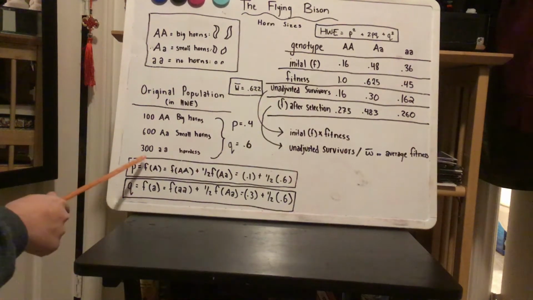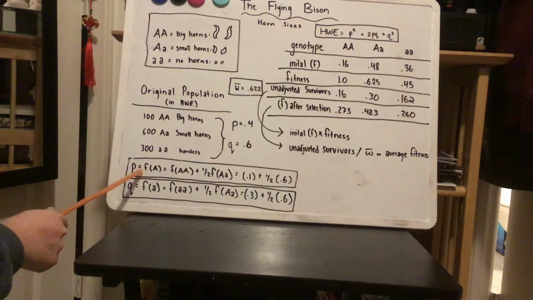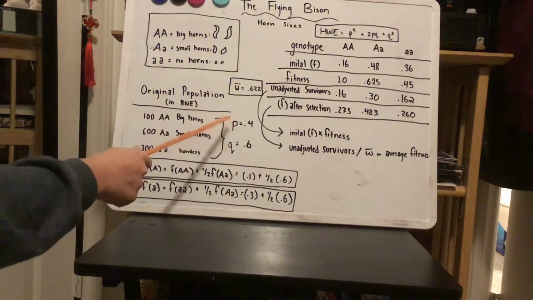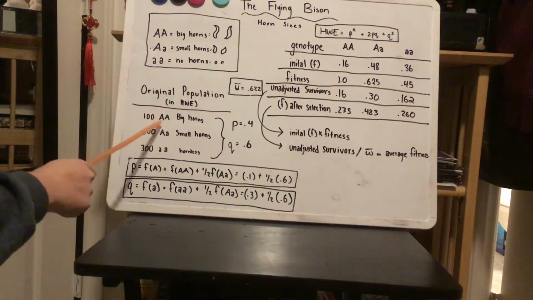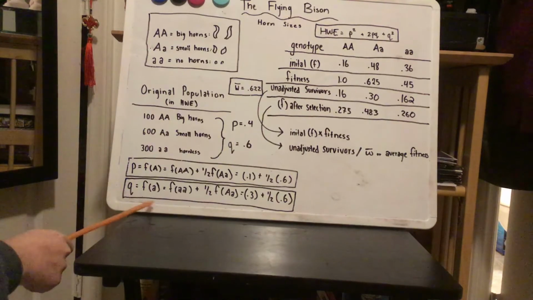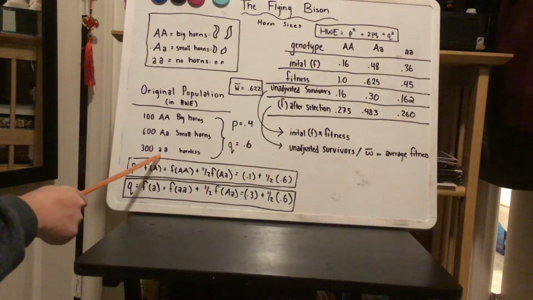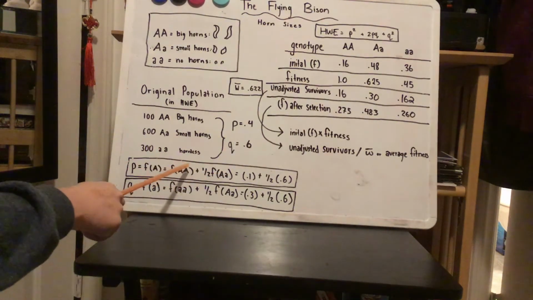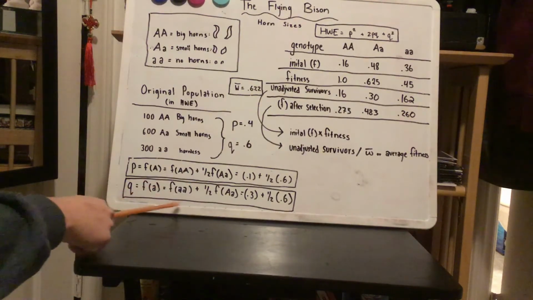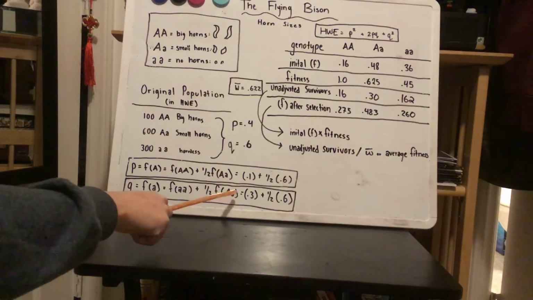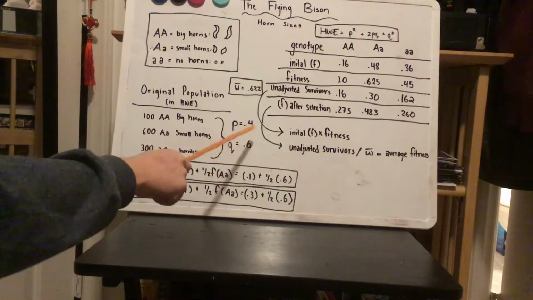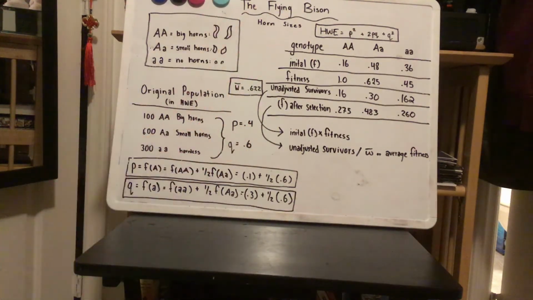If we take a look at these two formulas right here, these will explain how we got the P and Q values. P being the frequency of just the big A, or just this by itself. Q being the frequency of just the little a by itself. So we take the frequency of the homozygous individual plus half the frequency of the heterozygous individual. And that's how we got 0.4 and 0.6.